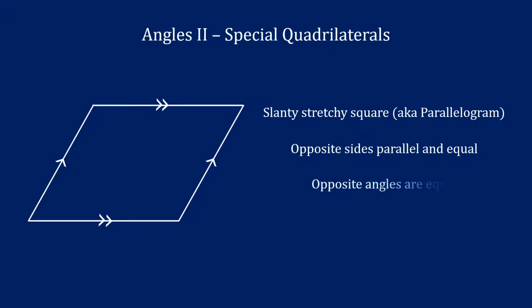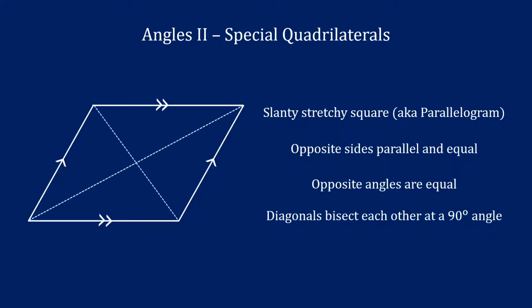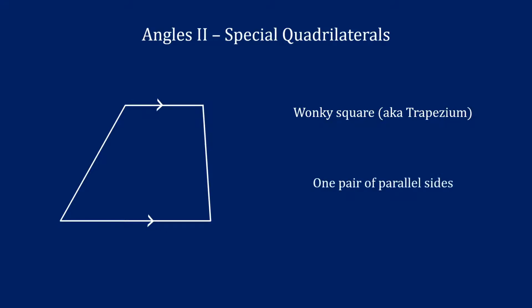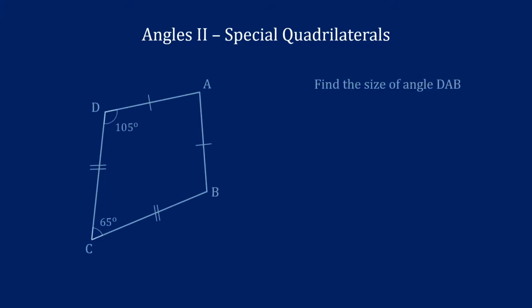Cool? Opposite angles are equal. So the angles that are facing each other are equal. So in this case, the bottom left and the top right. And the top left and the bottom right. And diagonals bisect each other. By now you should know what this means. And the last quadrilateral is the wonky square, also known as the trapezium. What is special about the trapezium? Not much. The only thing you need to remember is that trapeziums have 1 pair of parallel sides. Cool? Alright, let's take a look at some questions.